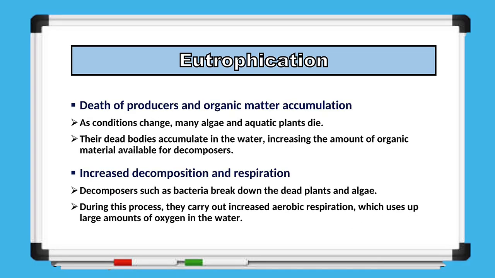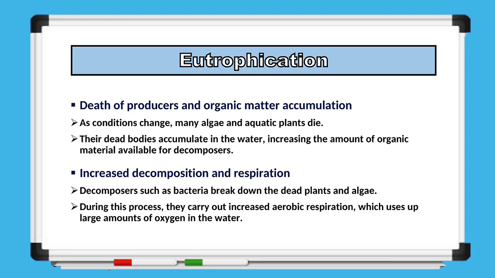The third stage is the death of producers. As sunlight becomes limited, many submerged aquatic plants die. After some time, the algae themselves also die because the nutrients become depleted. The dead plants and algae sink to the bottom of the water, causing a large accumulation of organic matter.